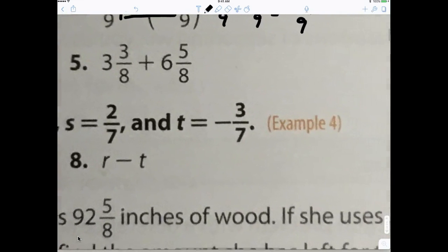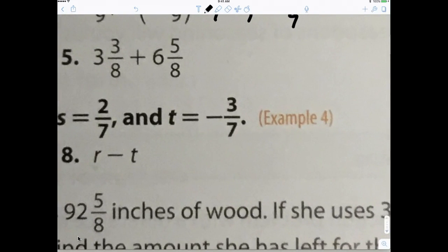Okay, now for question number 5, we're going to review, because some kids in last class converted everything to an improper fraction, and that's not what I want. Just watch. I promise you, it's so simple. Now, generally, what I tell kids is I would want you to stack the fractions on top of each other. So I would say 3 3/8 plus 6 5/8.